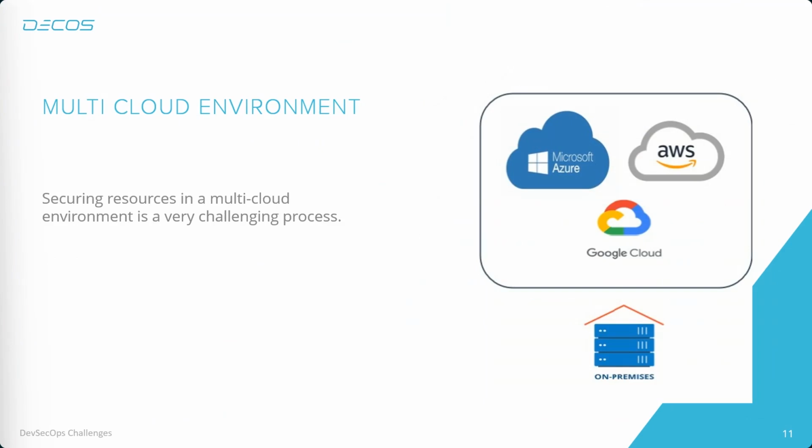The next one is the infrastructure challenge. Moving resources to the cloud is a very popular and current trend in the software industry. The move to the cloud happens for a variety of reasons. However, securing resources in a multi-cloud environment is a very challenging process. Data that is constantly transient in the cloud and which has to be secured is a highly complicated task. This is yet another challenge when transitioning to a DevSecOps environment.